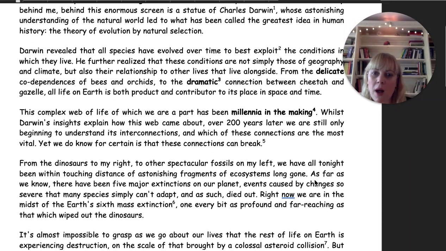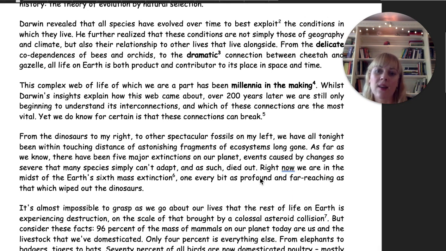This complex web of life of which we are a part has been millennia in the making. Whilst Darwin's insights explain how this web came about, over 200 years later we are still only beginning to understand its interconnections and which of these connections are the most vital. Yet what we do know for certain is that these connections can break.